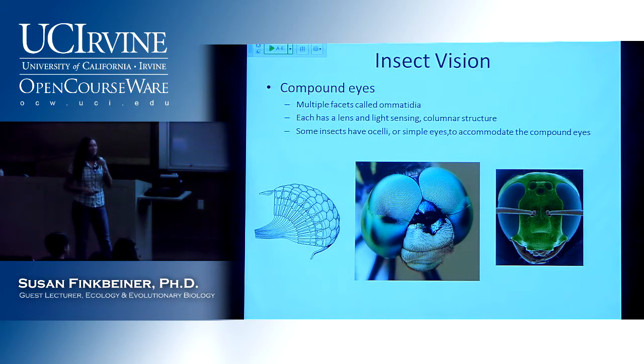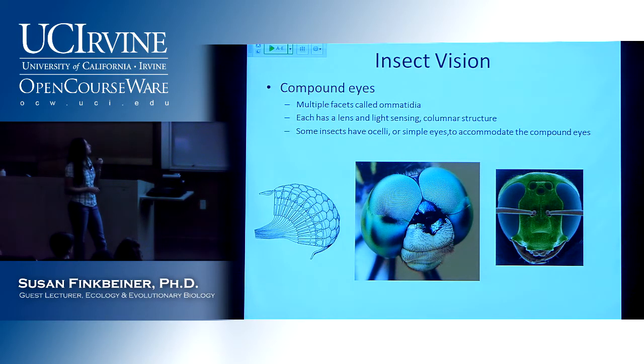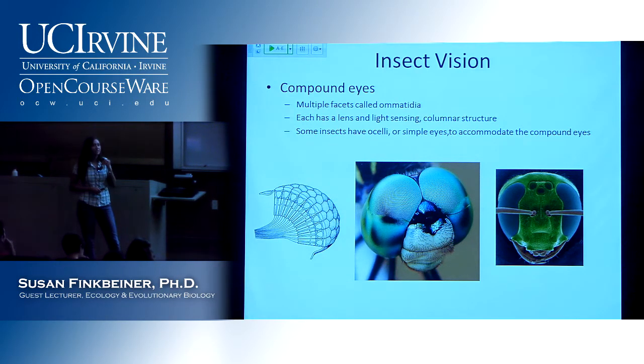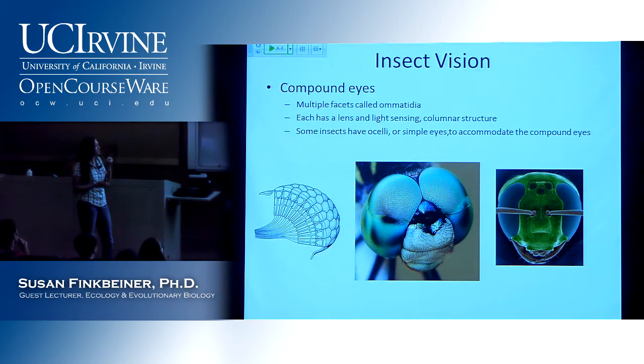So insects also have really great eyes. Their eyes are very unique. Very different from human eyes. They have compound eyes, which consist of multiple facets called ommatidia. And so each of these ommatidia has a lens and a light-sensing columnar structure. So here's a cross-section of what the eyes would look like. We have the lens here, and these are the cones, kind of homologous to what you're seeing right here in this dragonfly eye. But they also have something called ocelli, or the singular form is ocellus.